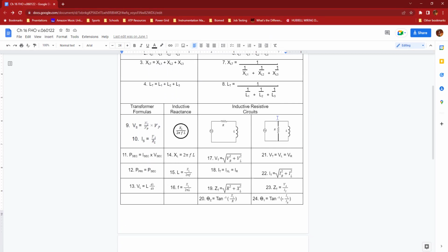and the formulas that you use for the series complex circuit are 17, 18, 19, and 20. Make sure that you stick to only 17, 18, 19, and 20 for the series circuit, meaning don't use any of the 21, 22, 23, and 24 calculations for your circuit here.